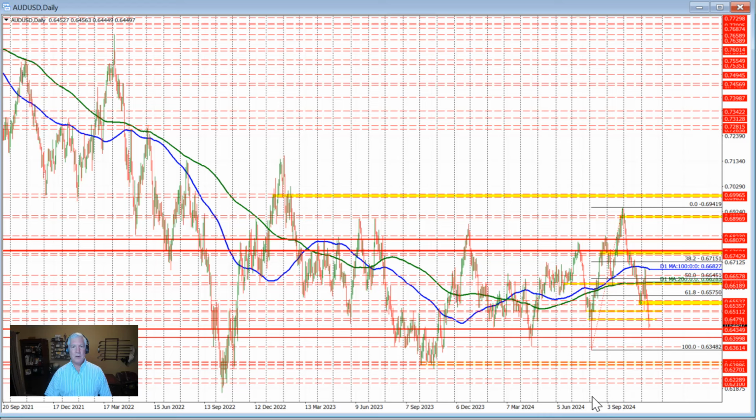We have to get above the 100-hour moving average on the hourly chart for it to turn the buyers around for this pair. Absent that, the sellers, they're leading the way.